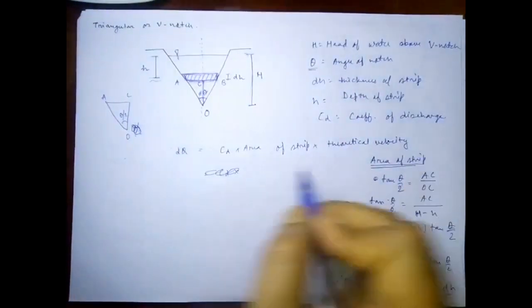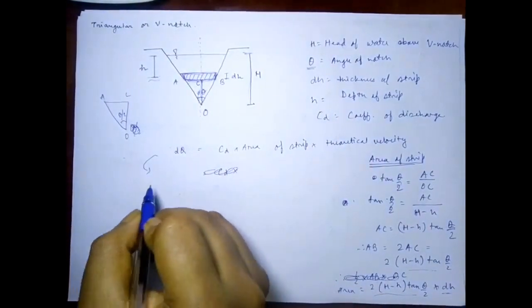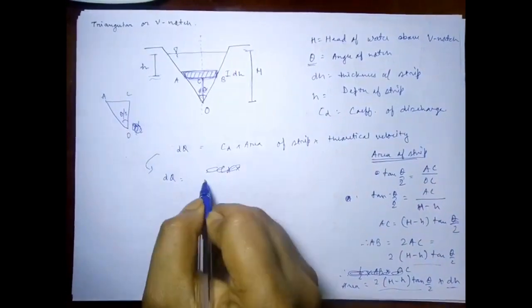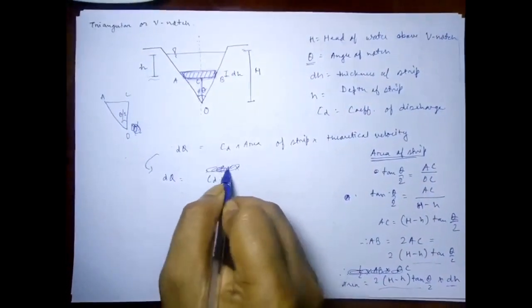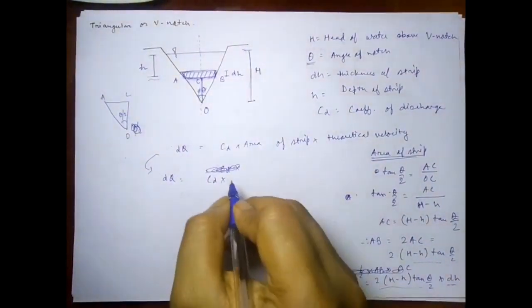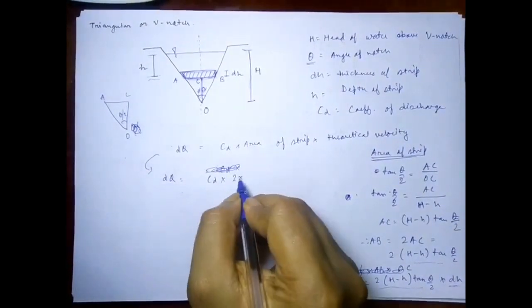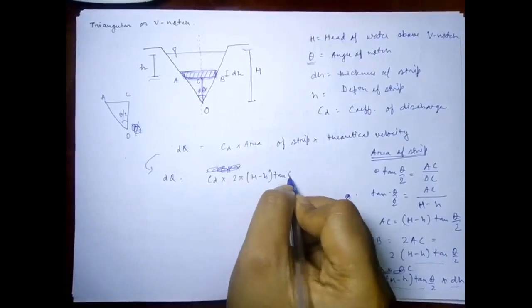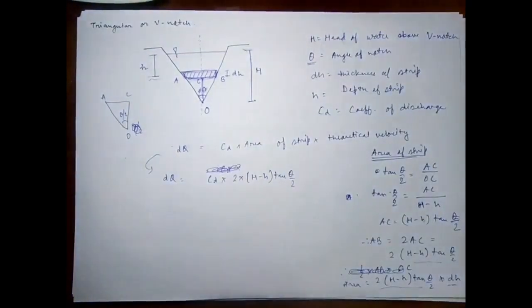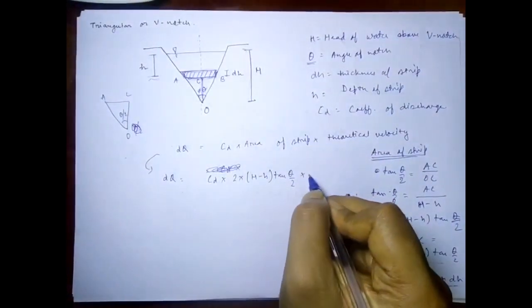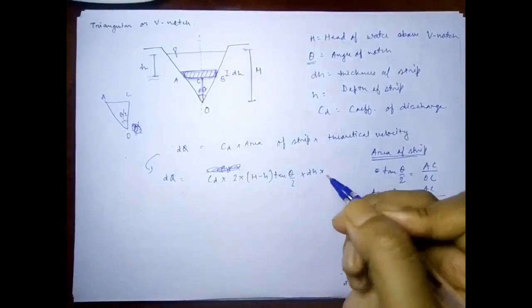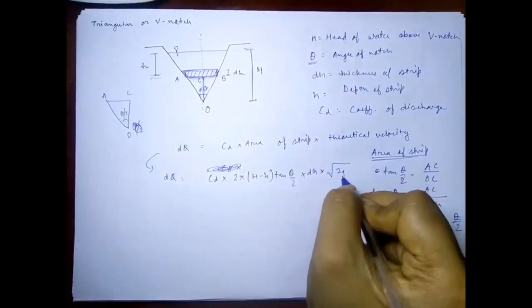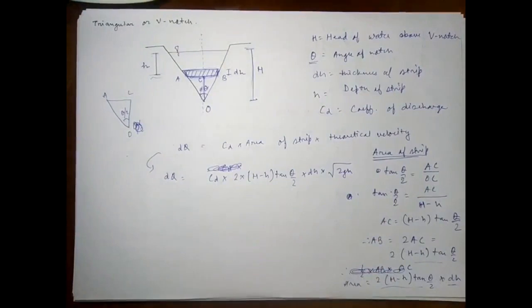Now in this equation, this thing can be written as dq equal to CD times the area of the strip, which is 2 times (h minus h tan theta by 2) times dh, times the theoretical velocity, suppose root 2gh.